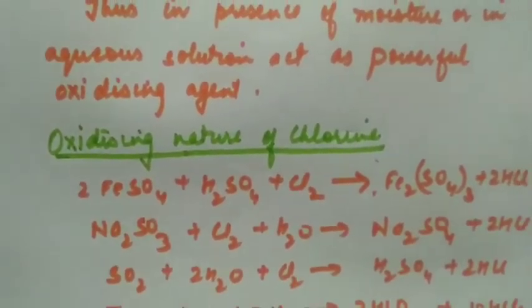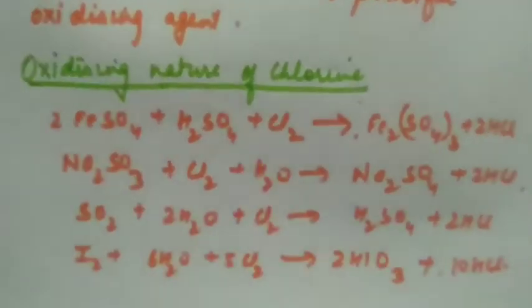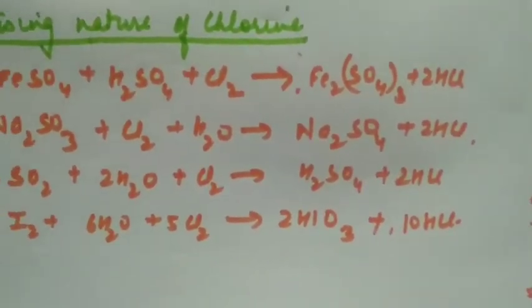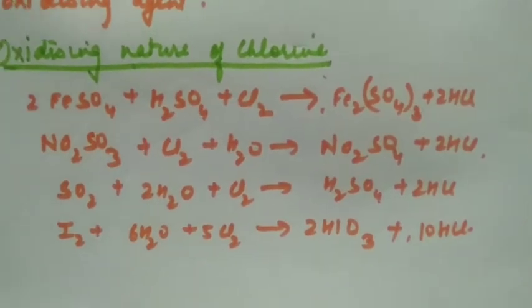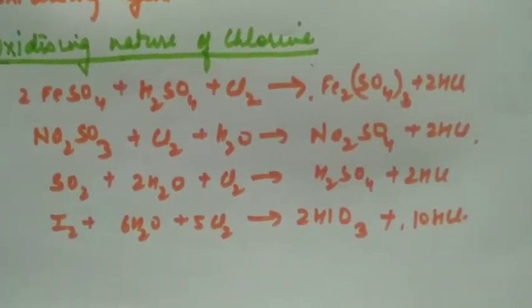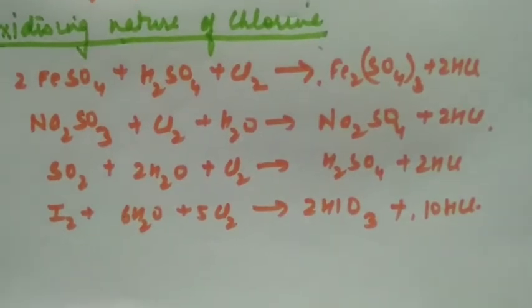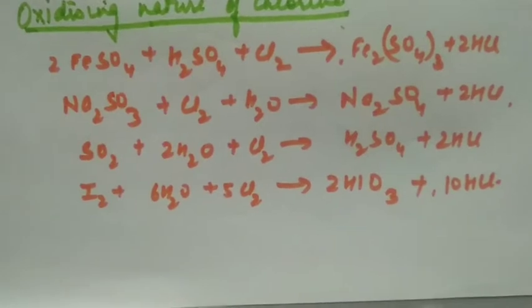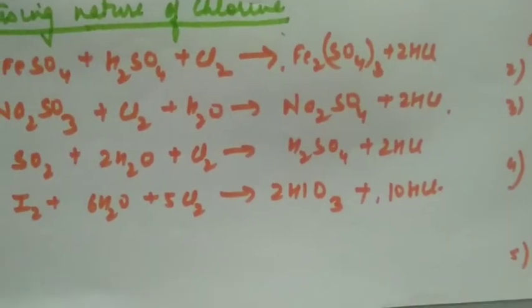Chlorine's oxidizing nature can be seen by these examples. Ferrous sulfate is oxidized to ferric sulfate. Sodium sulfite is oxidized to sodium sulfate. Sulfur dioxide is oxidized to sulfuric acid by chlorine water, and iodine is oxidized to iodic acid.